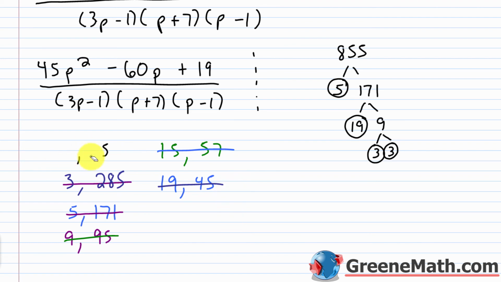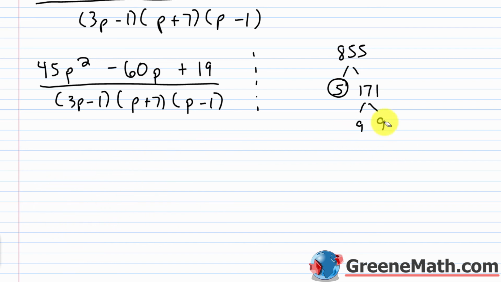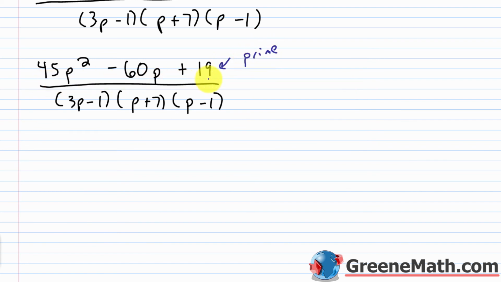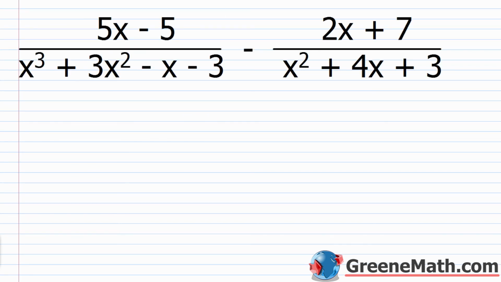So I can erase this and just declare that this guy over here is a prime polynomial. So this is prime. And so I'm not going to be able to factor this and cancel with anything down here. So this is how I report my answer. 45p squared minus 60p plus 19 over the quantity 3p minus 1 times the quantity p plus 7 times the quantity p minus 1.